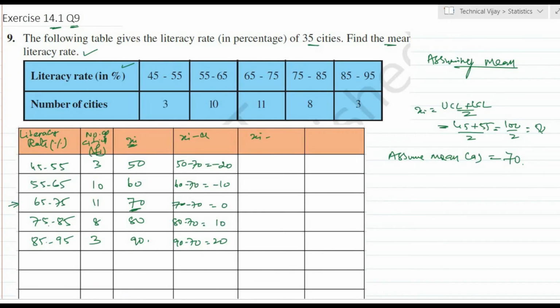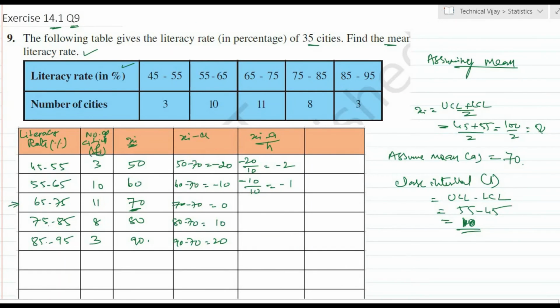Here xi minus a divided by h. H is the class interval, which is equal to upper class limit minus lower class limit. And here 55 minus 45 equal to 10. This is equal to 10. Minus 20 divided by 10 is equal to minus 2. Minus 10 divided by 10 is equal to minus 1. 0 by 10 equal to 0. 10 by 10 equal to 1. 20 by 10 equal to 2.